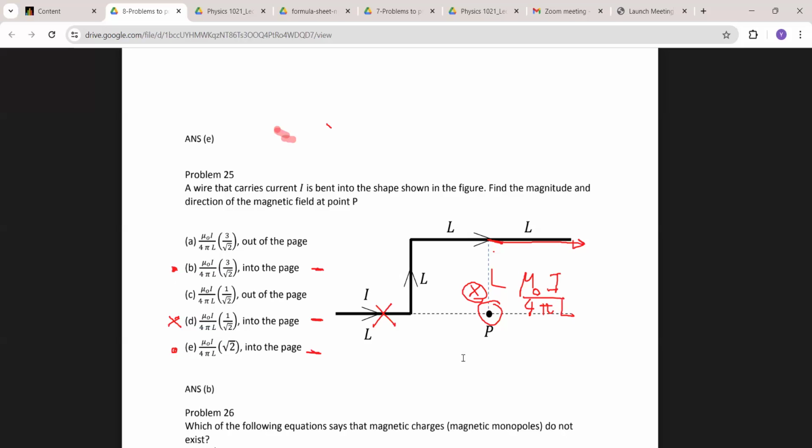Effectively, I don't know how to calculate it from the rules which we have, with these square roots. So I don't have a square root here. So the answer is between B and E. Which one? I'm not sure.